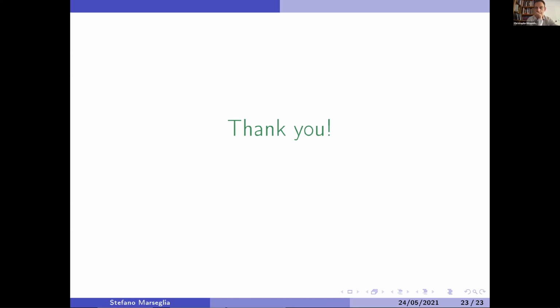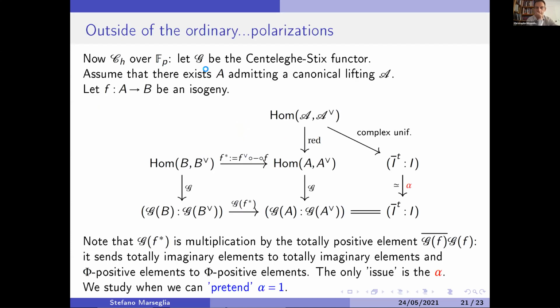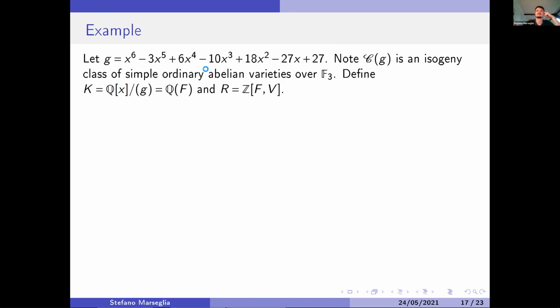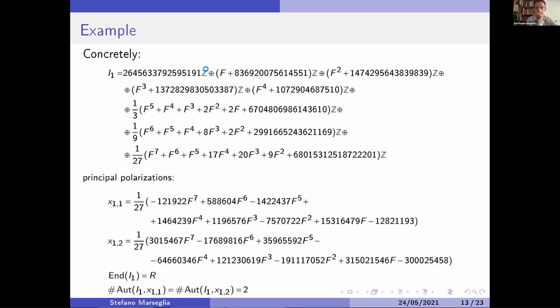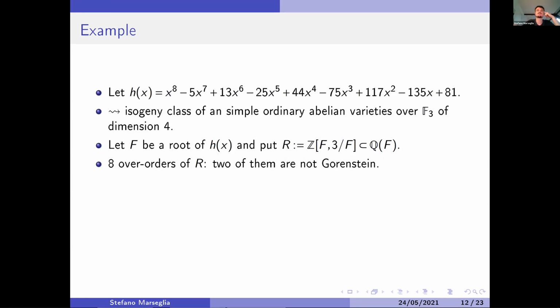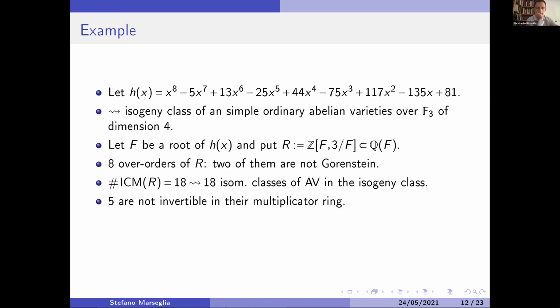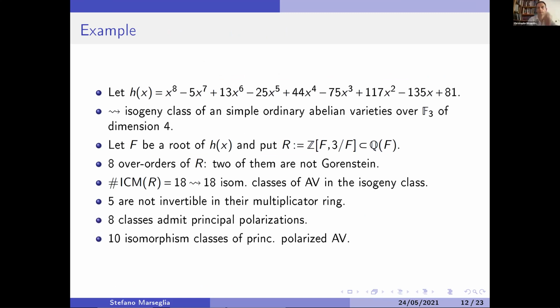Stefano, can you please go to page 12 of your slides? It's the beginning of your example, and you showed some numbers. But there is something I don't understand: you have 18 isogeny classes? No, 18 isomorphism classes. Inside these isogeny classes, there are 18 isomorphism classes of Abelian varieties. Yes, but you say 5 are not invertible, 8 admit a principal polarization. Why did you say that you have 10 isomorphism classes of principally polarized Abelian varieties? What is it?